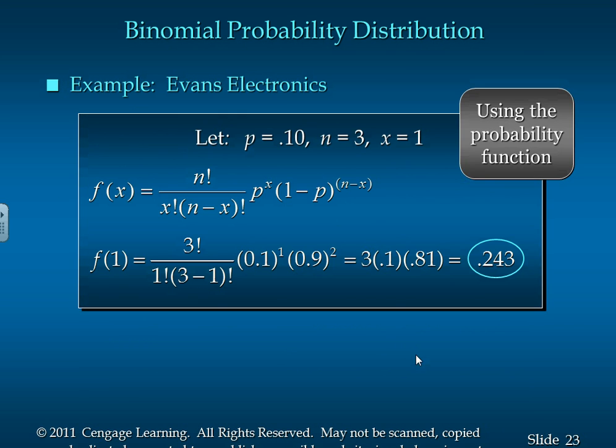What is Evan going to do? So I've got the probability is 0.1, the number is 3, I'm only keeping 1. I throw it through my big calculation, I get the same number, 0.243.